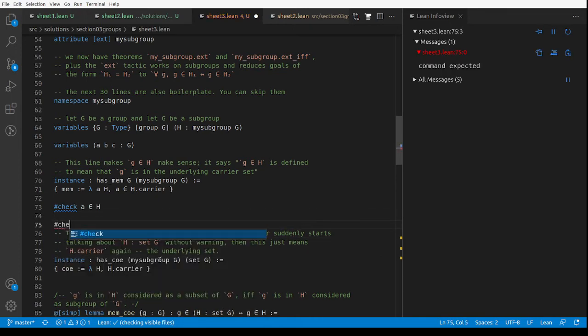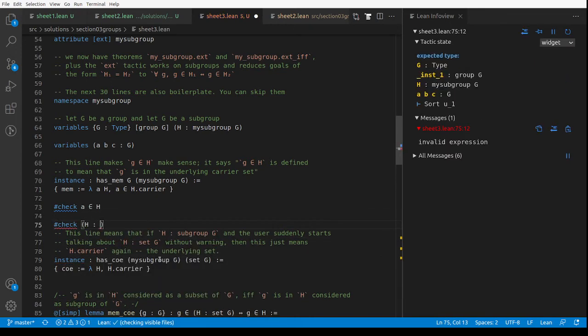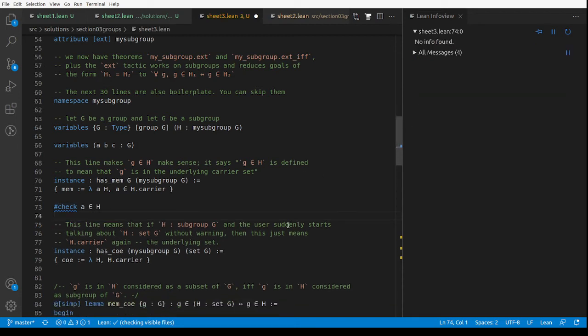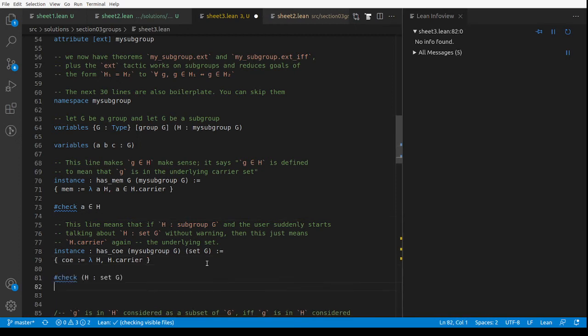H is a subgroup of G, but if I want to check H as a subset of G, then I get an error here. It's complaining that H has got type my subgroup G, and it wants to have type set G. But this line here creates a coercion from subgroups. This is all very technical stuff. You might not need to know this stuff.